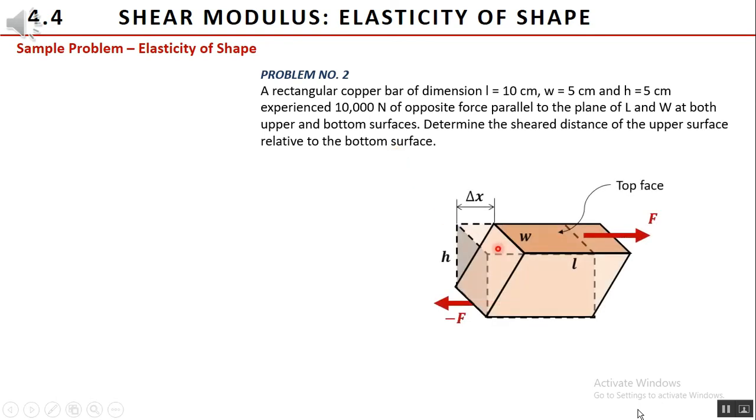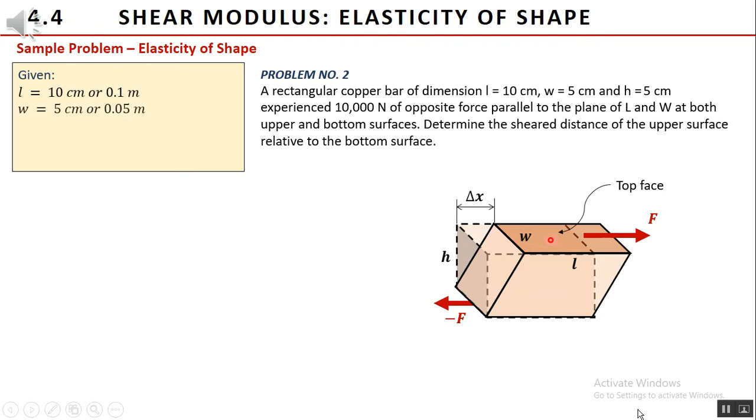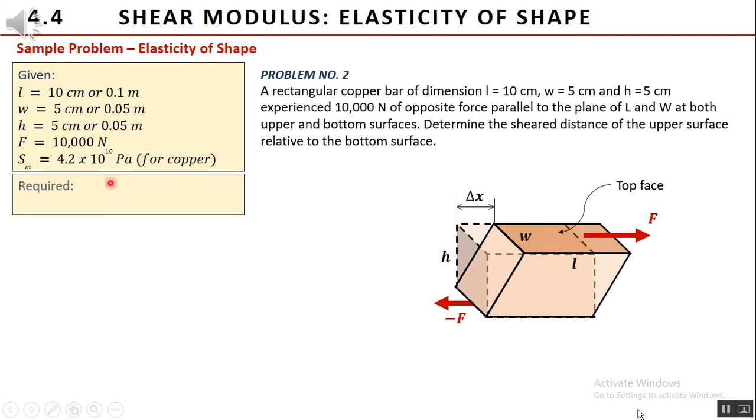Imagine, this is the rectangular copper bar that measures 10 cm in length, and 5 cm in both width and height. If we apply opposite forces on the top and bottom surfaces of the bar, with magnitude 10,000 newtons, the bar will be sheared with this distance, denoted by delta x. And this is what we are going to solve. The shear modulus is 4.2 times 10 raised to 10 pascals.